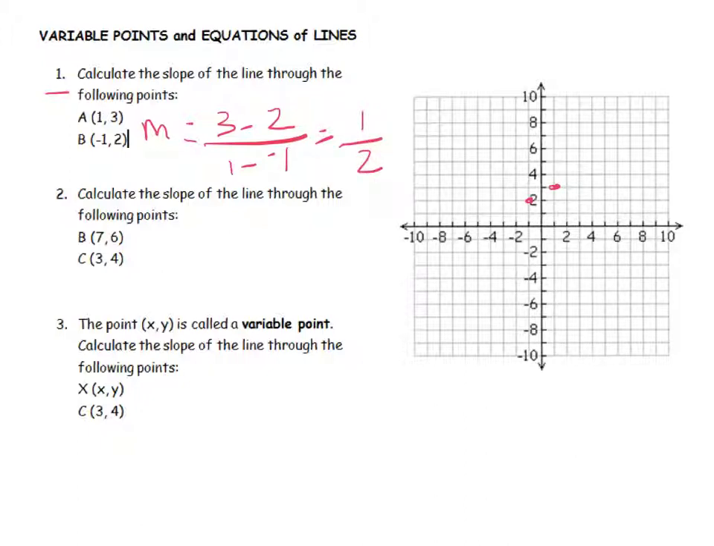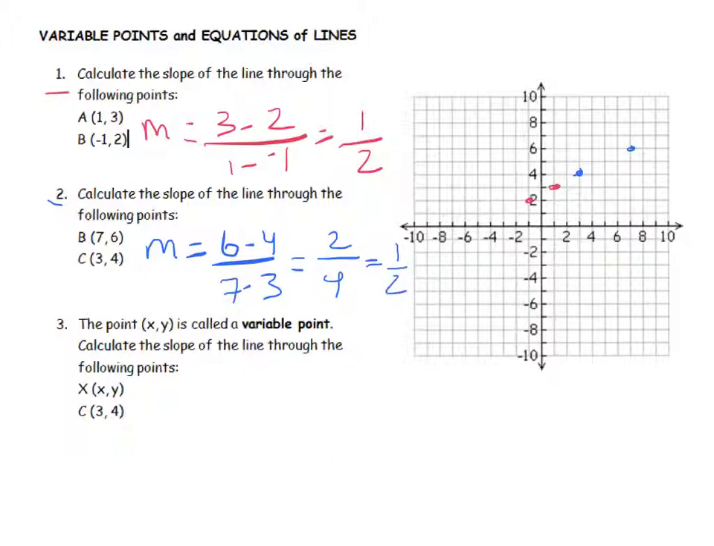And then for part number 2, the slope between the point (7, 6) and (3, 4). That slope is going to be (6 - 4) over (7 - 3), and this is Algebra 1 stuff. We got 6 - 4 is 2, 7 - 3 is 4, which of course reduces to 1/2.